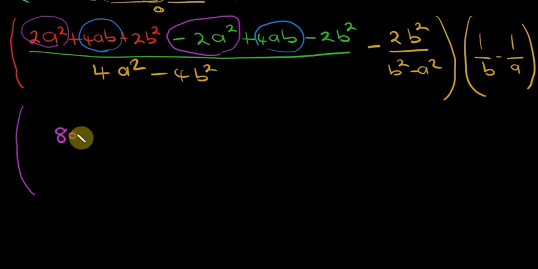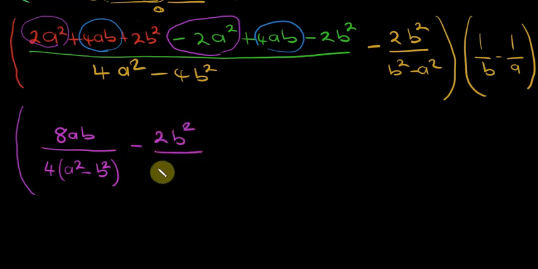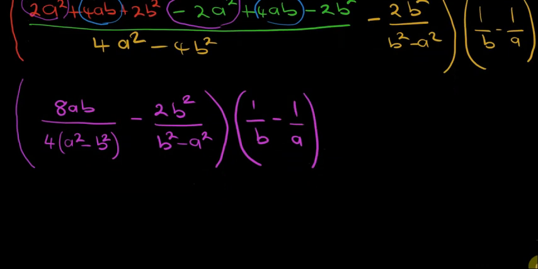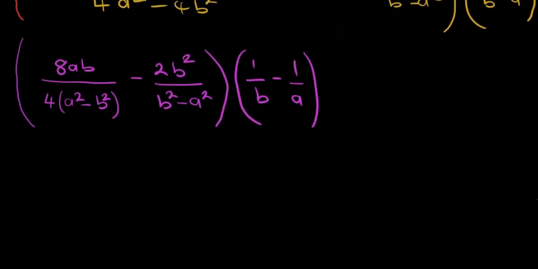So it's just 8ab over, you can factor out the 4 if we want from here, over 4a squared minus b squared, right, minus 2b squared divided by b squared minus a squared, everything multiplied by 1 over b minus 1 over a. Right, interesting. So right from here, can do some cancellation.